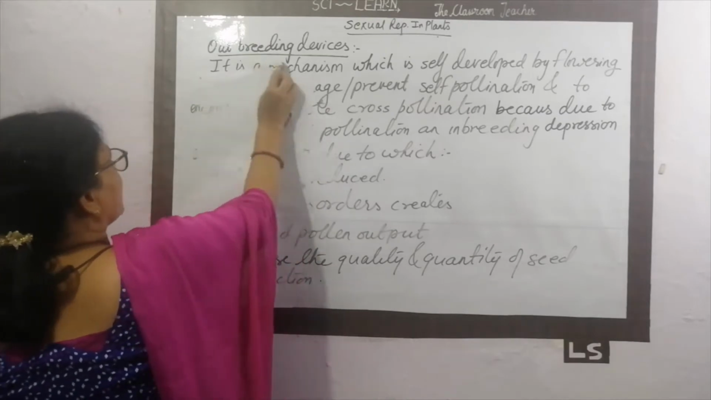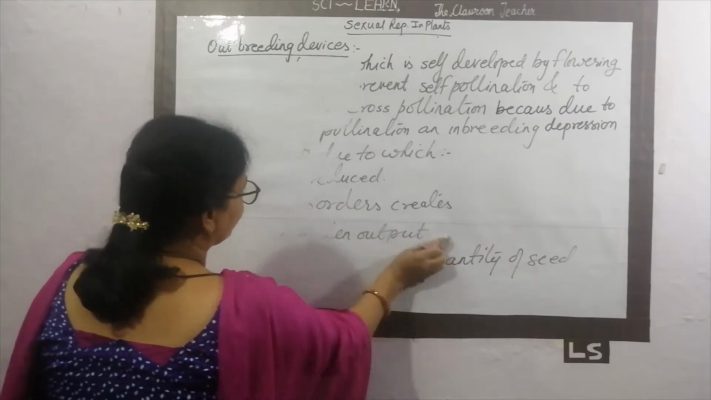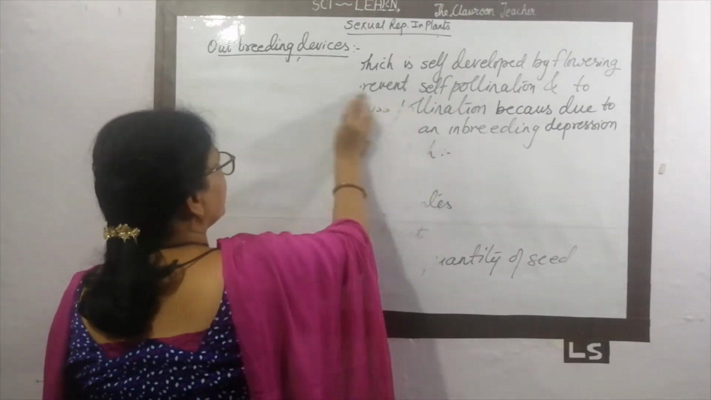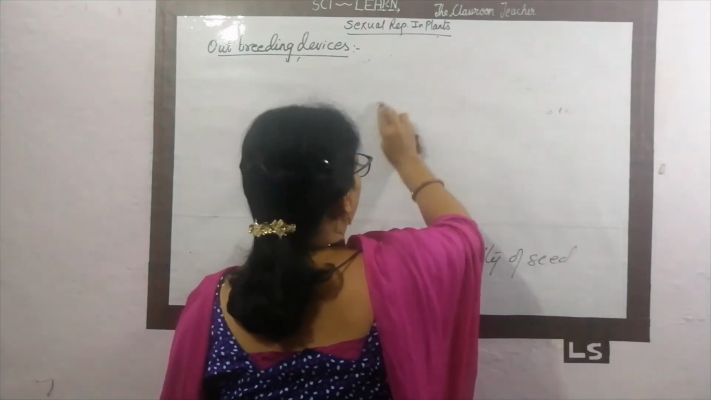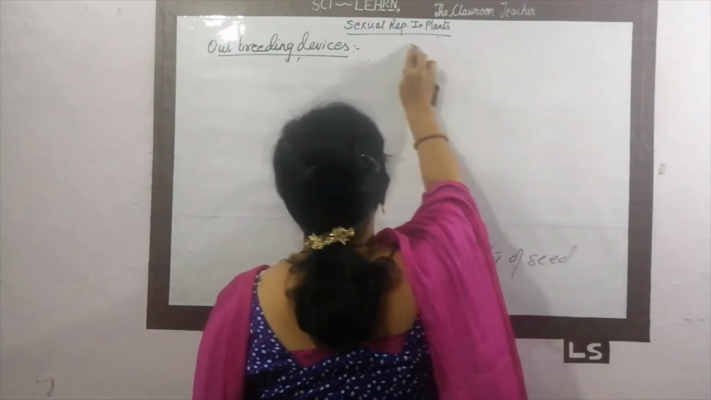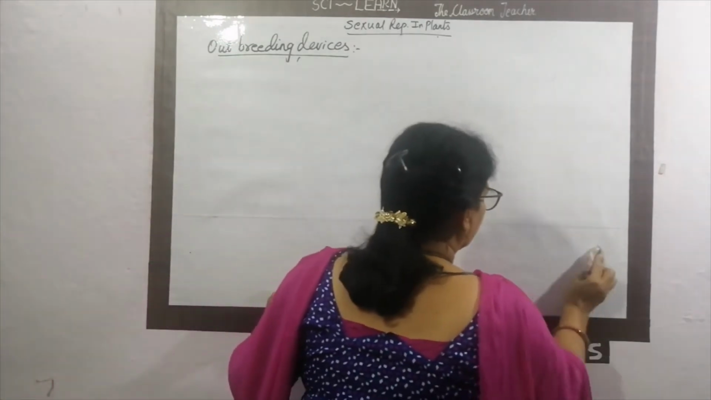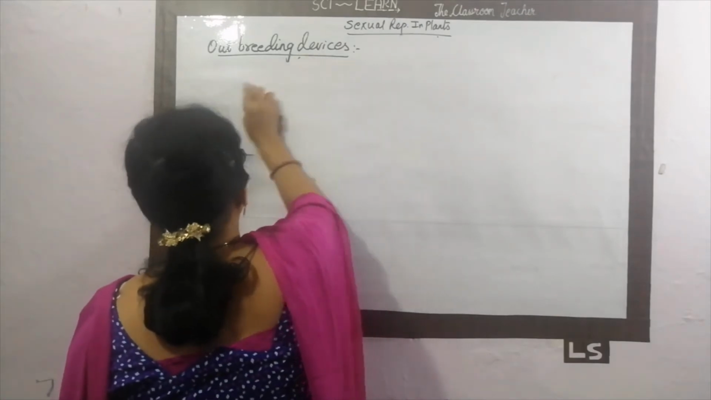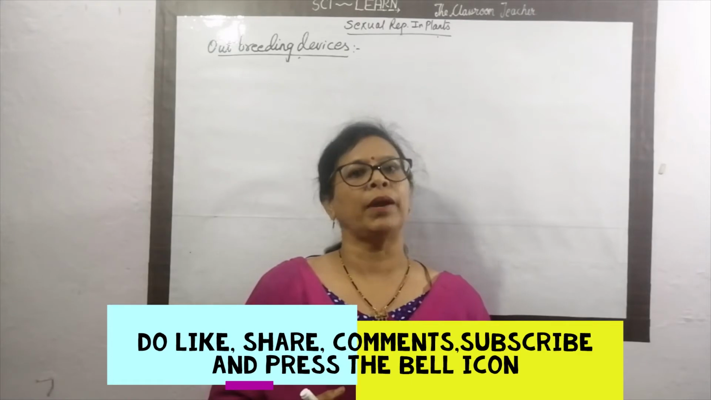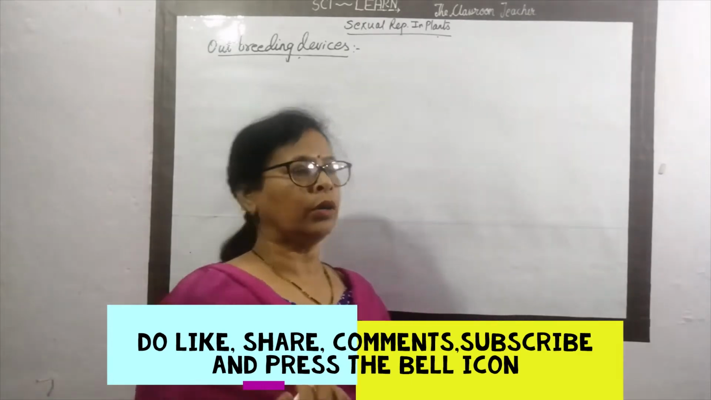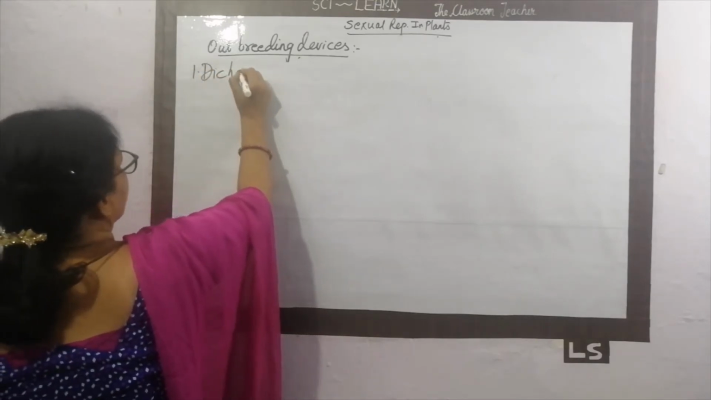So, what next? There are various ways used by the plant to get out of this problem, from inbreeding depression, because it is a mechanism made by the plant only. What are the various ways by which this mechanism works in plants? First way is called dichogamy.